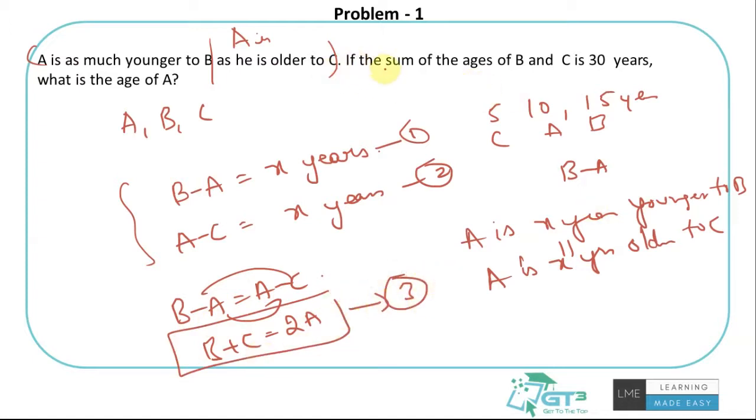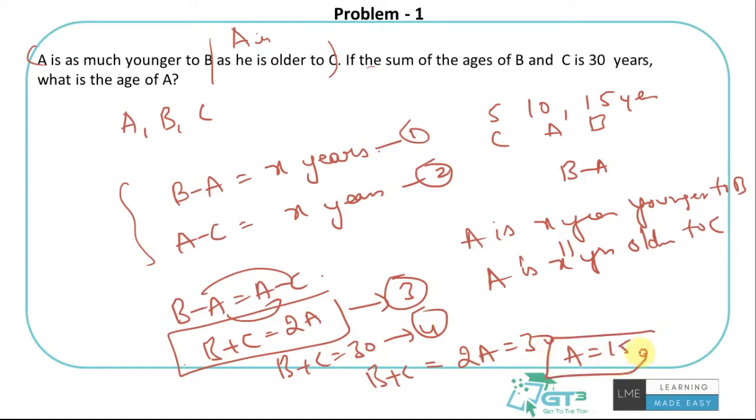The other clue is the sum of ages of B and C is 30 years. So that is basically saying B plus C is equal to 30. B plus C is 2A and B plus C is 30. If I combine both, what do I get? 2A equals 30, right? Because both of them are equal to B plus C. So 2A is 30, A is 15. That's the age of A.